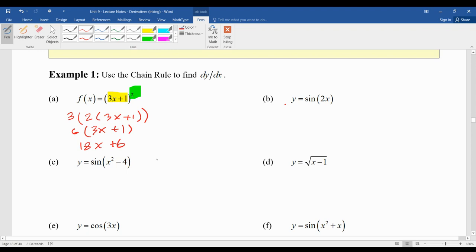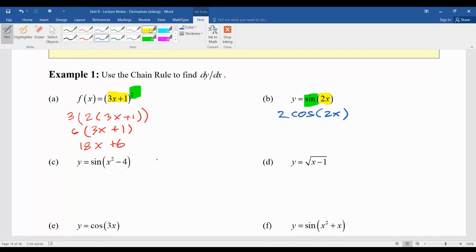Go to example B. So let's determine which one is the inner, which one is the outer. The inner function is 2x, and the outer function is the sine of that 2x. Notice here, it's not sine times 2x, it's sine of 2x. So when you take the derivative of 2x, that's simply 2, and then the derivative of sine is cosine, and as we said, we just carry the inner function, which is 2x. This is in simplest form.